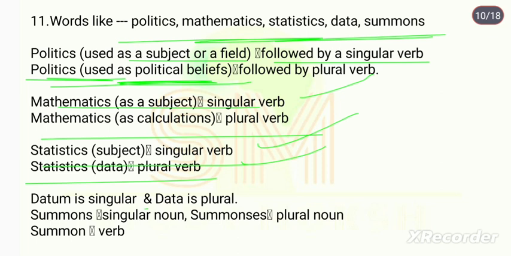Datum is singular and data is plural. Data basically we say like "my data is", हम हमेशा गलत होते हैं. Data is never a singular word, it's a plural. So what will be its singular? Datum. Summons singular noun है, summonses is plural noun है, and basically summon is a verb. Summoned. Okay, so we have to see carefully. Data, datum, summons, summon, statistics, mathematics, politics, statistics.